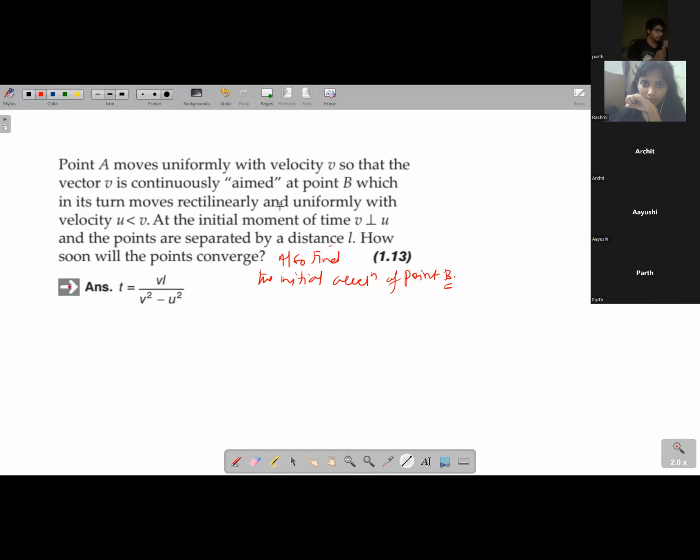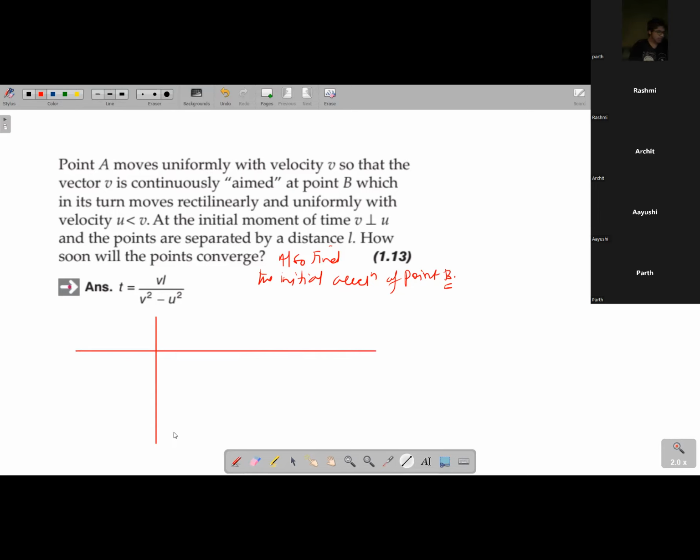Point A moves uniformly with velocity v, so that the vector v is continuously aimed at point B, which in turn moves rectilinearly and uniformly with velocity u. And at the initial moment of time, v is perpendicular to u. See, this is the case.